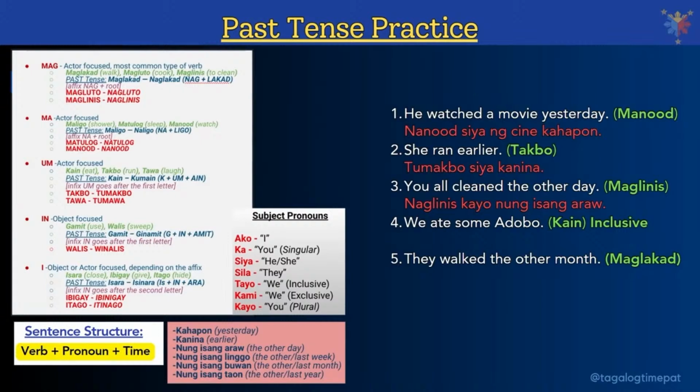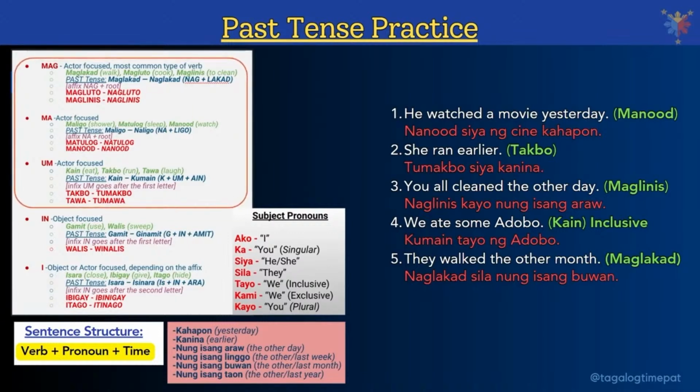Number 4, we ate some adobo. Kain is to eat. And I wanted you to use the inclusive we, so everyone ate. Kumain tayo ng adobo. We all ate some adobo. And then number 5, they walked the other month. Maglakad means to walk. That would be naglakad sila nung isang buwan. They walked the other month. Naglakad sila nung isang buwan.